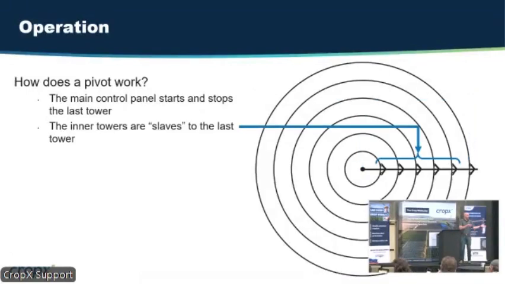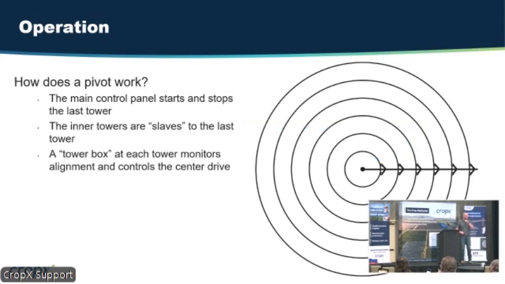Everything behind that are the inner towers, and they're quote unquote the slaves to the outer tower, right? All they're doing is they're keeping up with that outer tower. So they've got alignment boxes on them, and they're just trying to keep as straight as they can, and they're just keeping up with that outside tower as it moves through the field. Now there's a tower box to each tower, and it monitors the alignment, and it controls when that machine starts and stops.